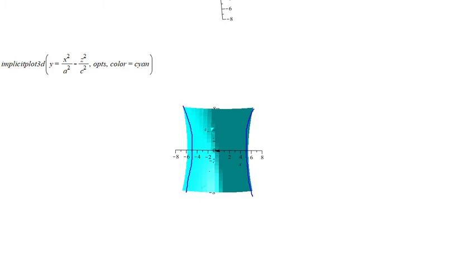And here is a similar image. All I've done is switch the minus over to the y term. And here's our final elliptic cone, where I put the minus on the x squared term.